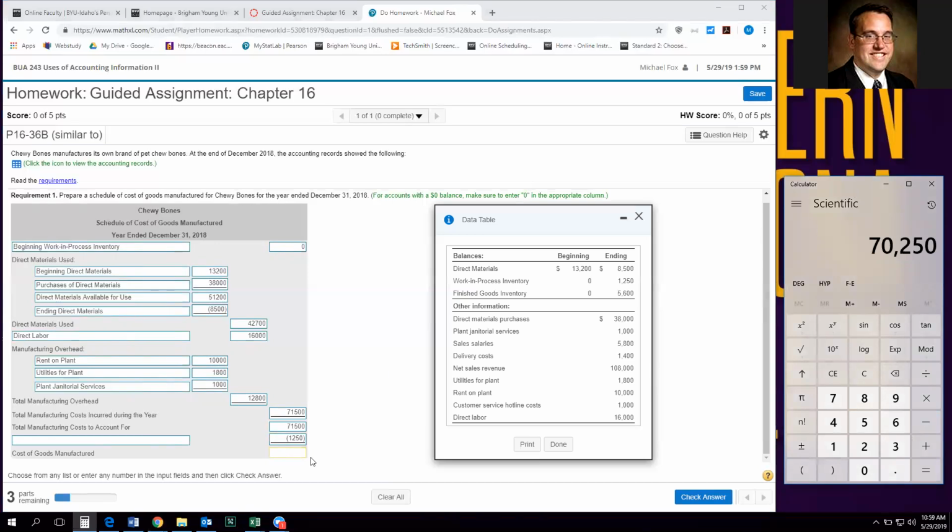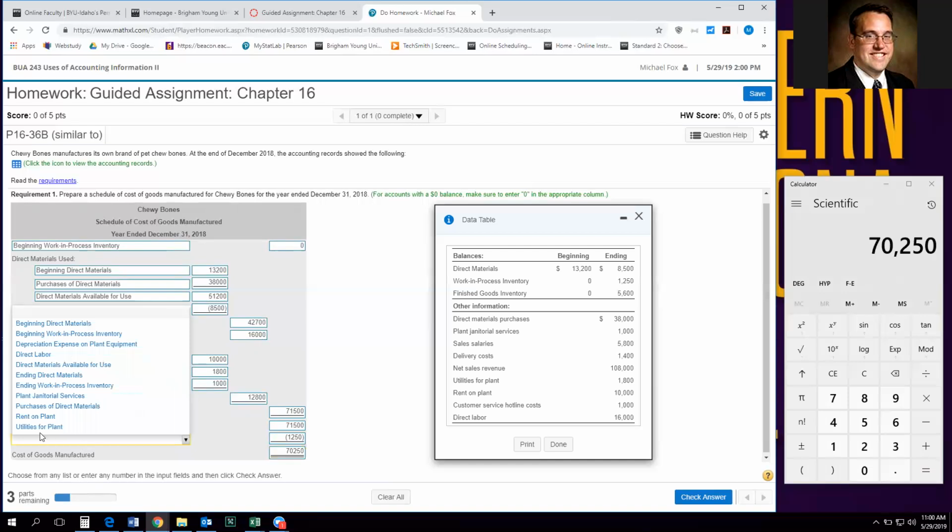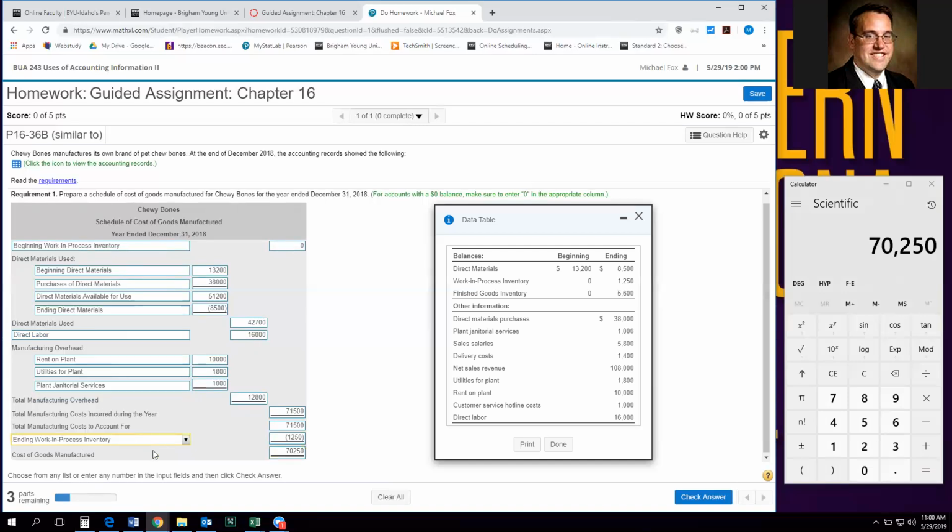It's important to note that to get our total manufacturing costs to account for, it's our beginning work in process inventory plus our total manufacturing costs incurred for the year. So in this case, there was zero beginning, which is why it's the same number. We would add the two together. I think that can be confusing. That is our ending work in process inventory. And there you go. That's our total cost of goods manufactured.